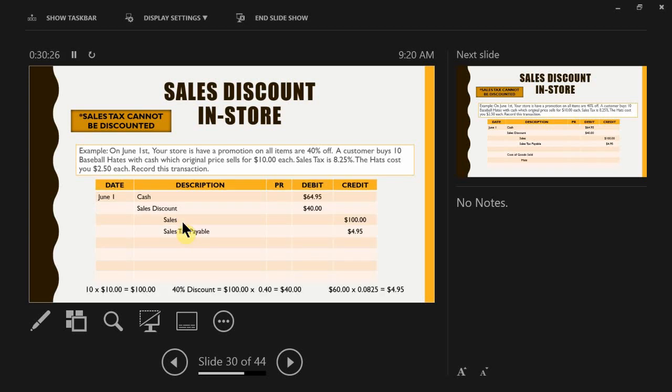$64.95. Okay, so that's correct, right? Because here, tax is going to be $4.95 off of the $60. So this is exactly how you're going to journalize the sale, right? We need to consider that sales will always be final, right?